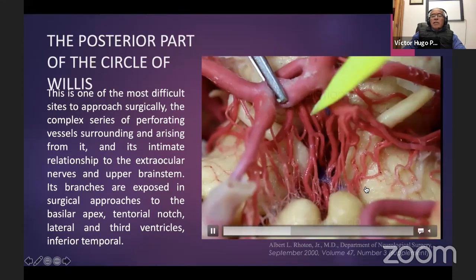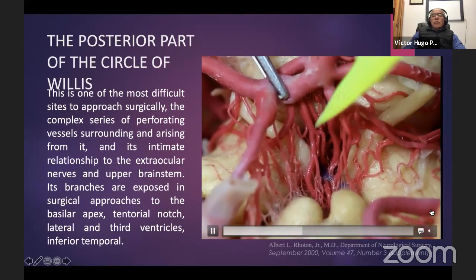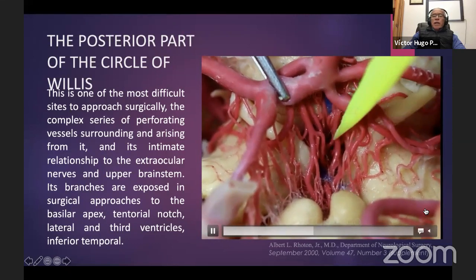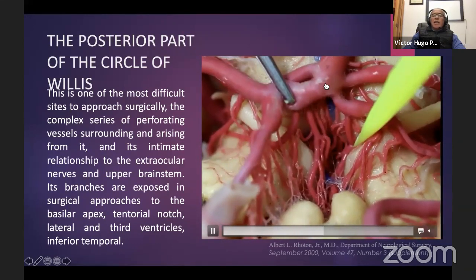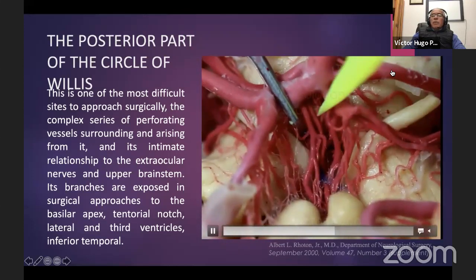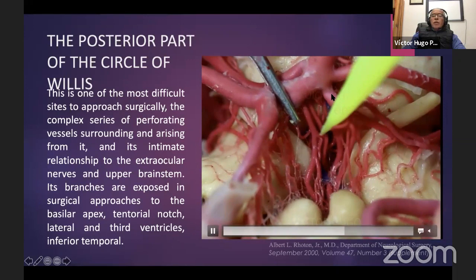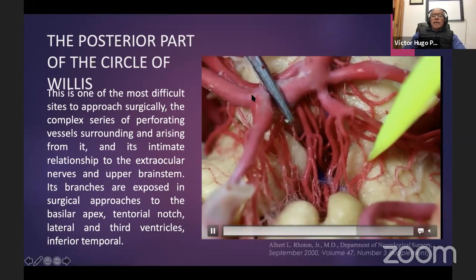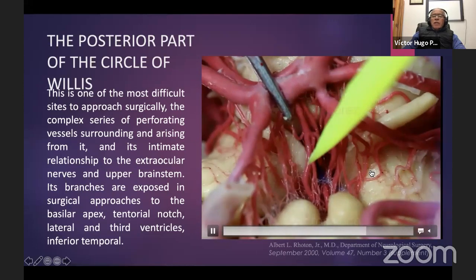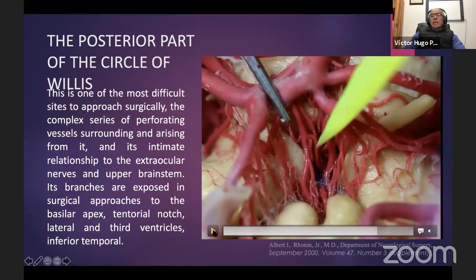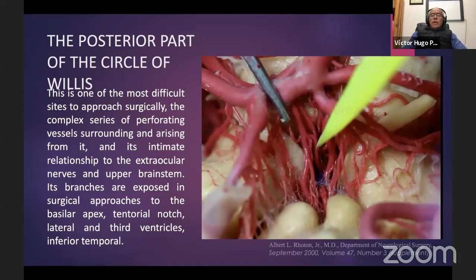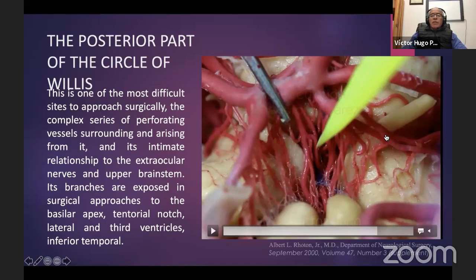Here we have a small video. We can see the small branches coming from the tip of the basilar artery. Here we have the P1 and P1 on the other side, posterior communicating artery. In this model, we can see the absence of the posterior communicating artery on the right side. Look at this segment of the posterior cerebral artery. We don't have connection with anterior circulation.